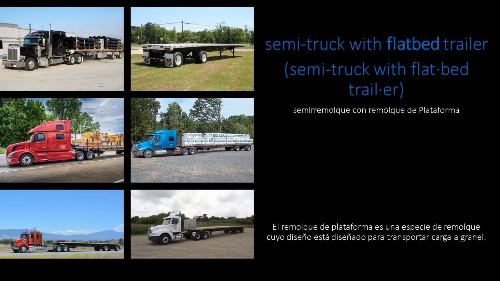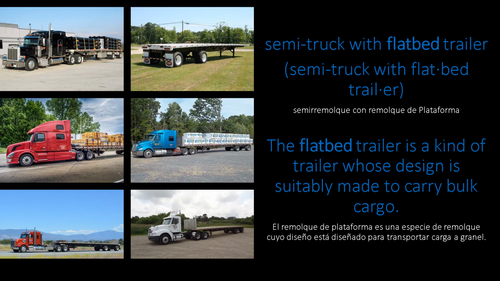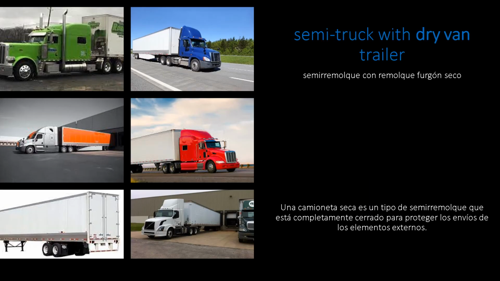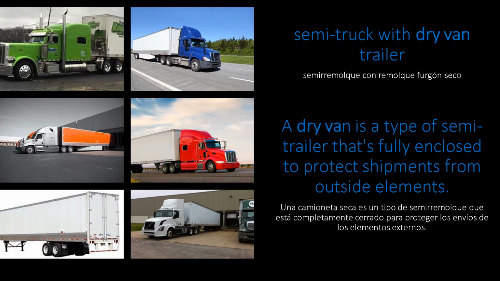Semi-truck with flatbed trailer. The flatbed trailer is a kind of trailer whose design is suitably made to carry bulk cargo. Semi-truck with dry van trailer. A dry van is a type of semi-trailer that's fully enclosed to protect shipments from outside elements.